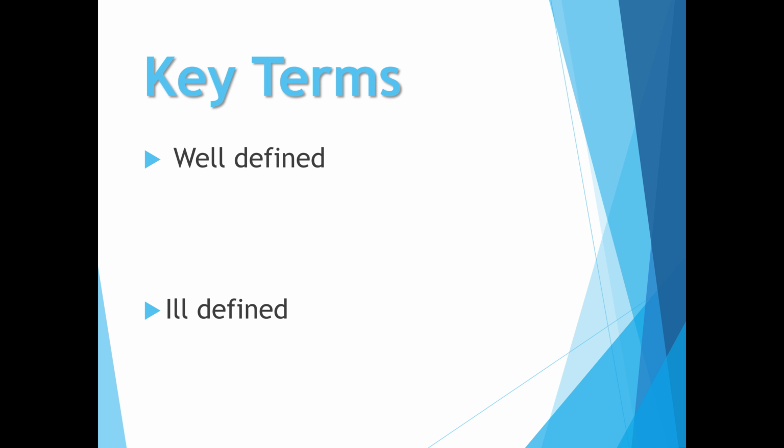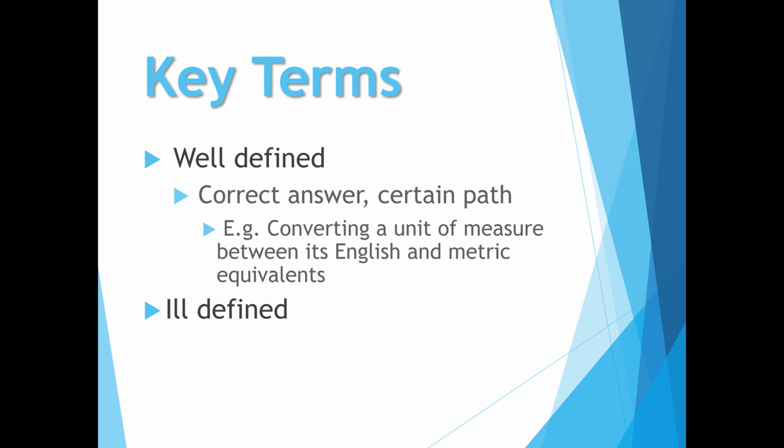So the key terms, we've got well-defined and ill-defined. Sorry about that. The ill-defined should appear over a little bit more to the right. I just caught that. No big deal, though. Well-defined and ill-defined. So well-defined is when you have a problem and the answer is either correct or incorrect. There's oftentimes a certain path that an individual will need to take while trying to solve a well-defined problem.